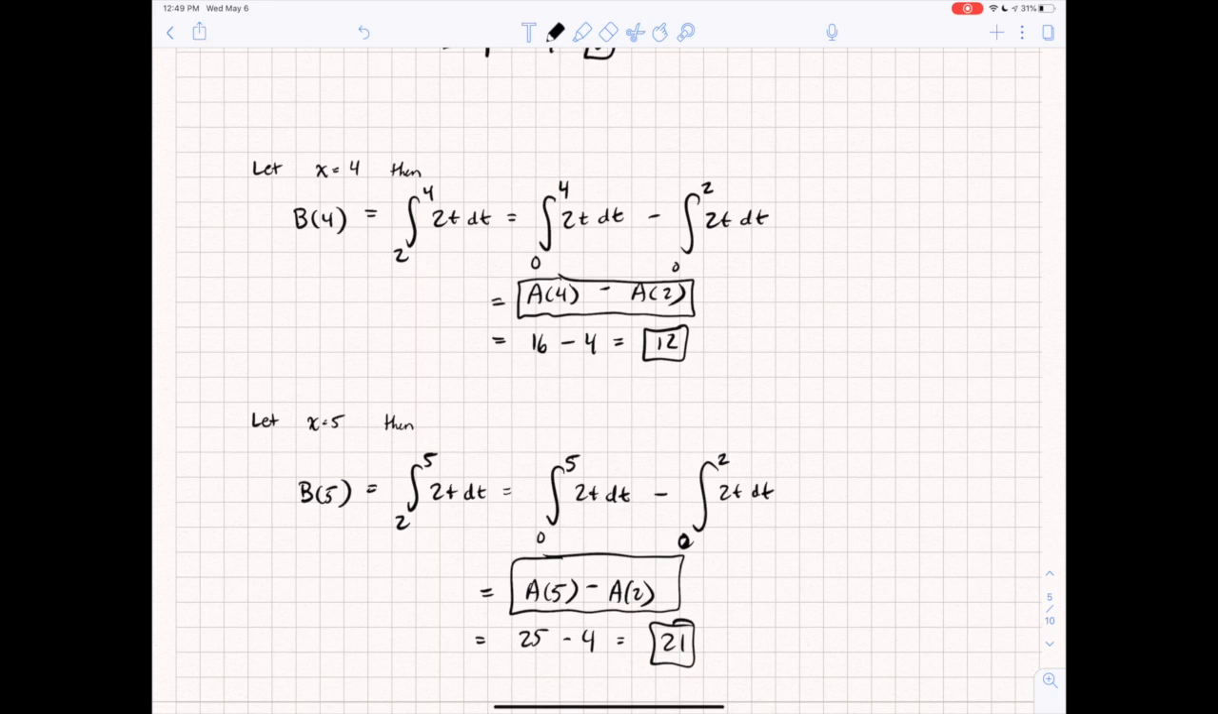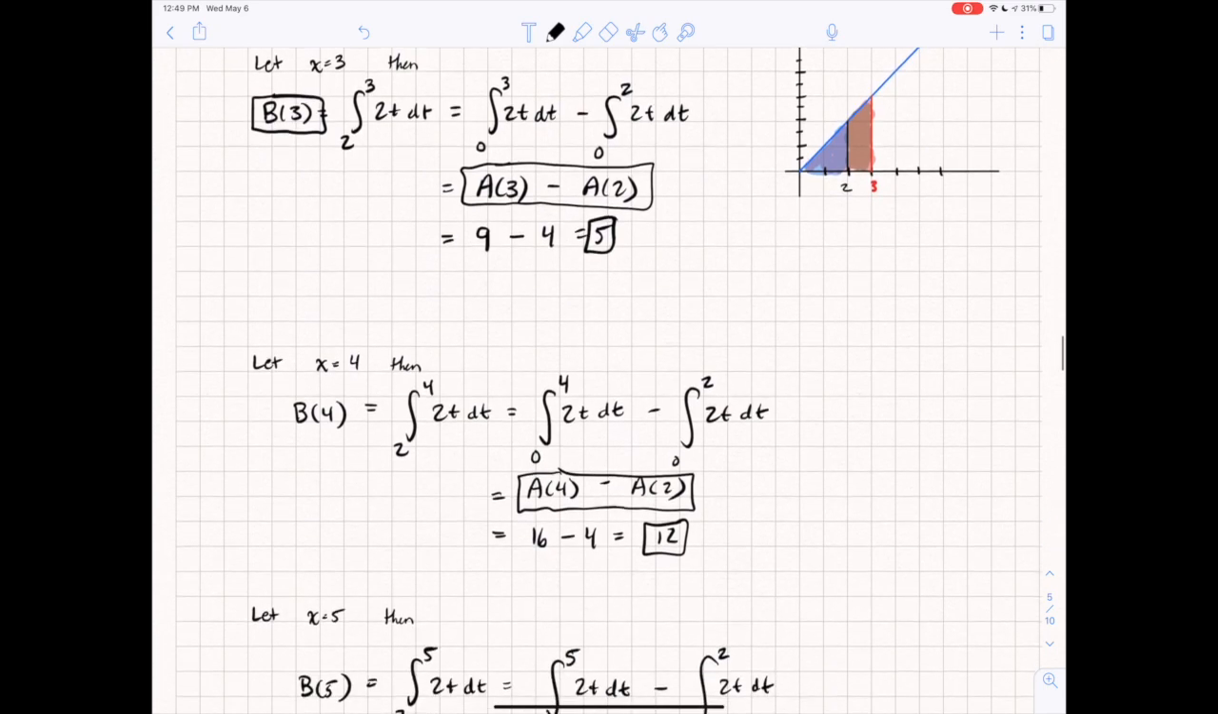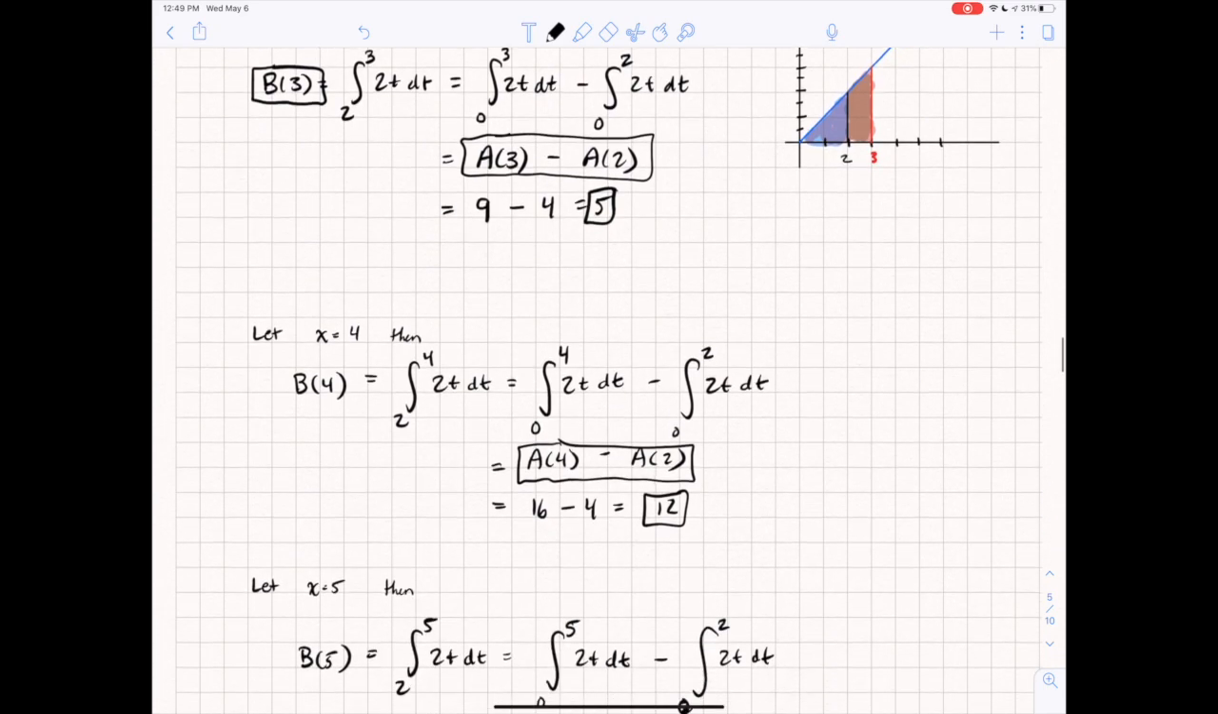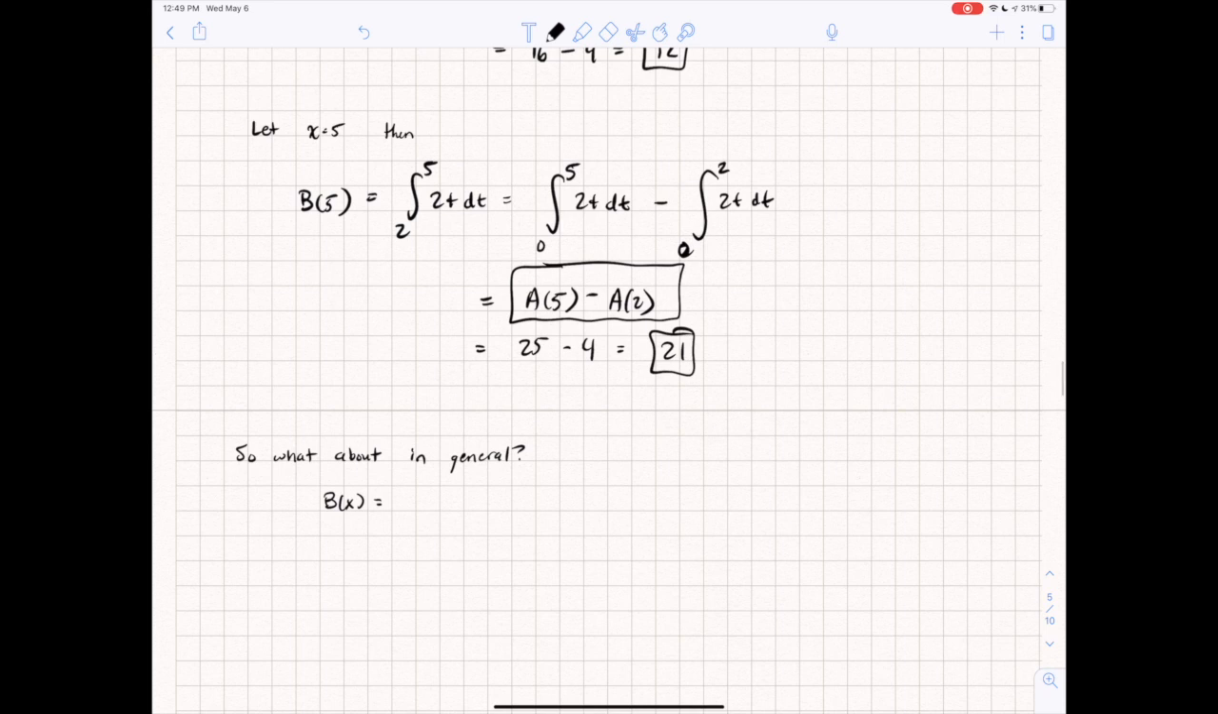Well, what's the pattern, right? When x is 3, it's a of 3 minus a of 2. When x was 4, it's a of 4 minus a of 2. When x is 5, it's a of 5 minus a of 2. So if I wanted to do this in general, b of x, well, it would be a of x minus a of 2, with the way that we've got this defined right now.